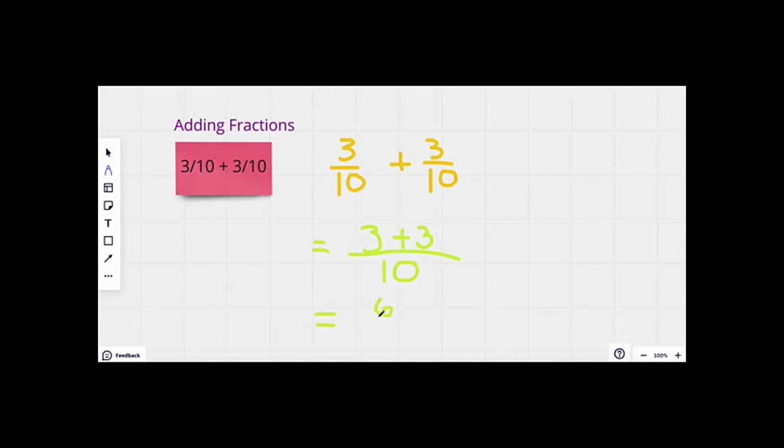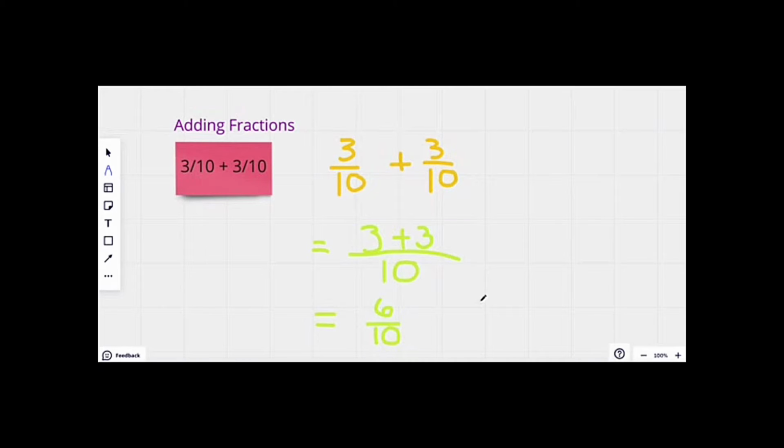And again, the denominator remains the same. So our answer is 6/10. And that's how you add a fraction. Now, we may be asked to simplify it further. And what that means is that sometimes we look at the result like this one, 6/10, and we notice, wait a minute, I can reduce that further. And I can reduce that further because both 6 and 10 can be divided by 2.